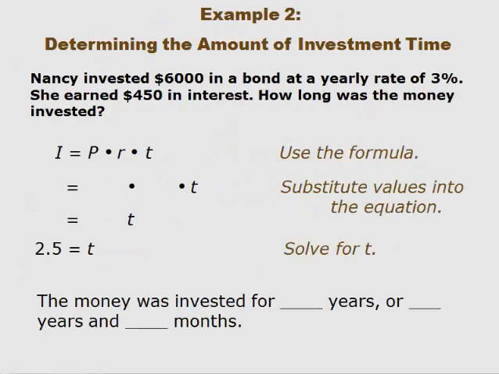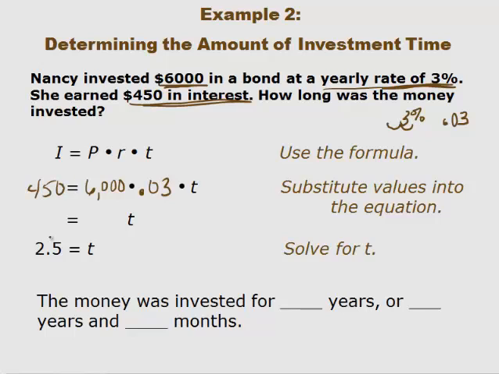Let's look at example 2. Same formula. In this case, we have Nancy investing $6,000. That's her principal, is $6,000. A yearly rate of 3%. Again, 3%, we're going to move the decimal over 2, so that's 0.03, so that's going to be our rate, is 0.03. Now she earned $450 in interest, so her interest here was $450.